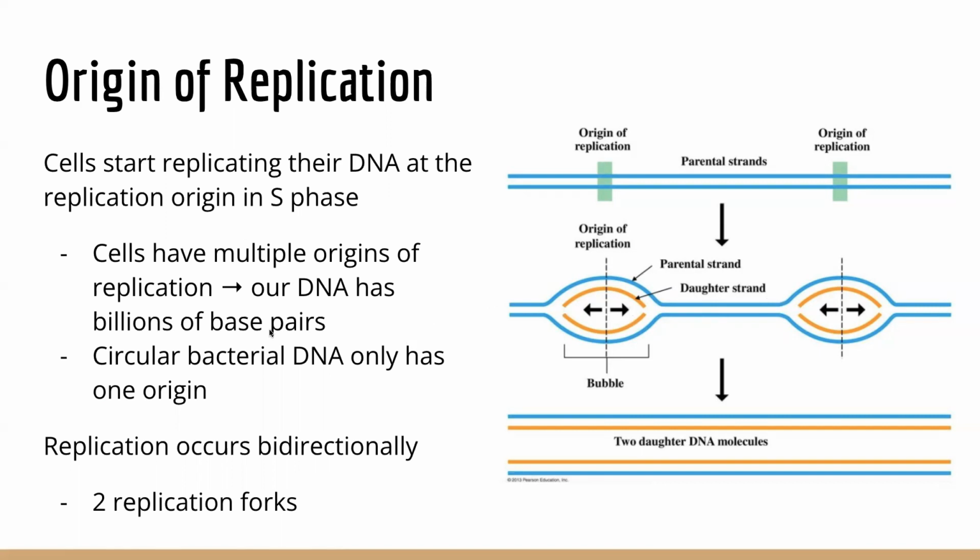And then for circular DNA like bacteria, there's only one origin, and replication goes in both directions, bidirectionally. There's two replication forks, one right here and one right here, left and right at each bubble. We'll go into more detail about each side, like which one's the leading strand and lagging strand. But the end result is that the bubbles all meet each other, and then there's two DNA strands. Any questions so far?